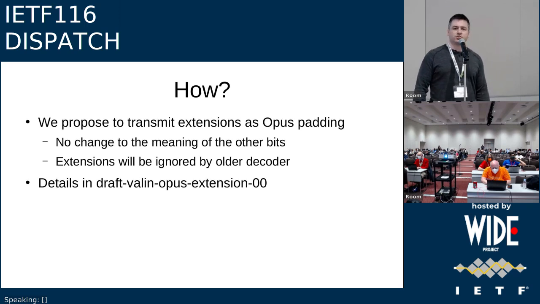Next slide, please. Now, how we're proposing to do this: Opus already has a padding mechanism that allows you to put in random bytes that are ignored normally. And so we are proposing to use this padding as an extension mechanism. That means that the main Opus bits do not change their definition. Everything remains compatible. Any older decoder that does not know about these extensions will see the padding, ignore it, and compatibility will be preserved. Our proposal for the extension format is in the draft on the slide, so you can look that up for more details.